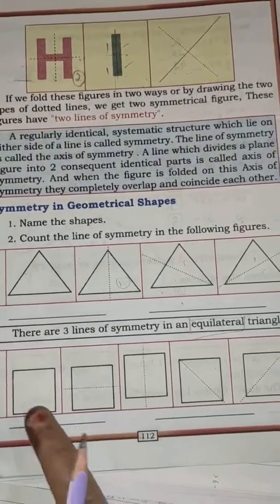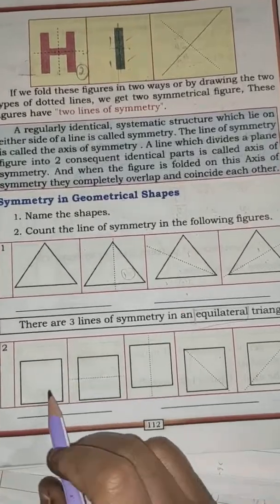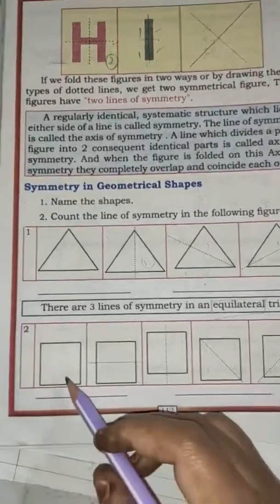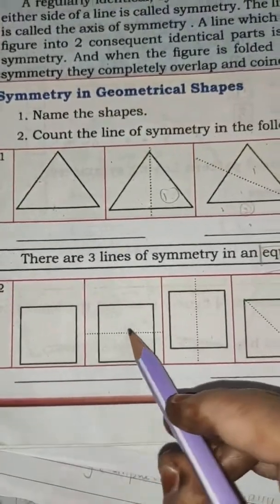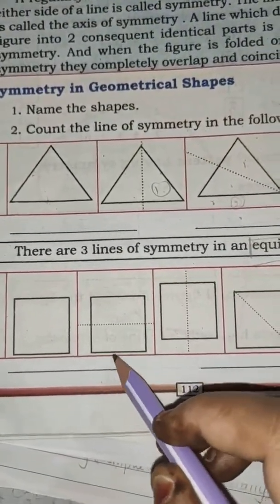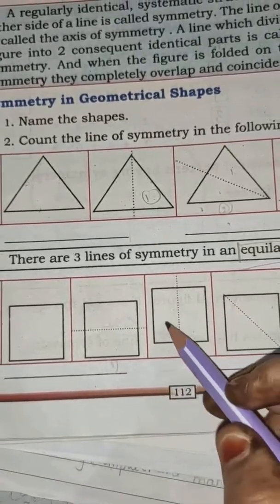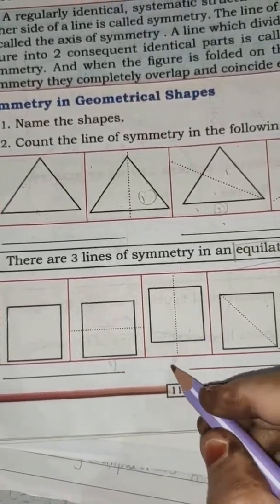Okay, here, can you see this one? What is this? It's a square. Yes, this is called the square. If you cut the square like this, you will get two equal parts. This is the first symmetry. If you cut the square like this, you will get two equal parts again. This is the second symmetry.